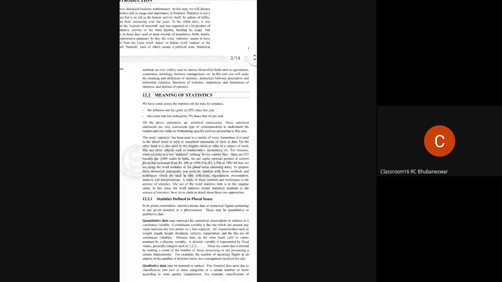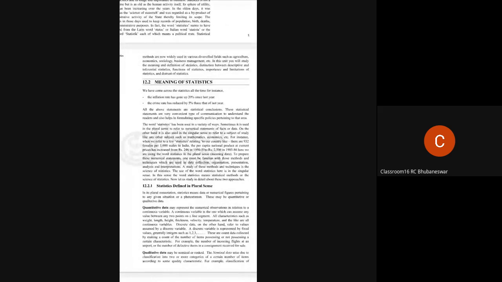But here is one example: you cannot measure the quality of blindness, but you can count the number of blind people in a particular city. So whichever data is converted into quantitative form, only that data is taken into consideration in statistics.